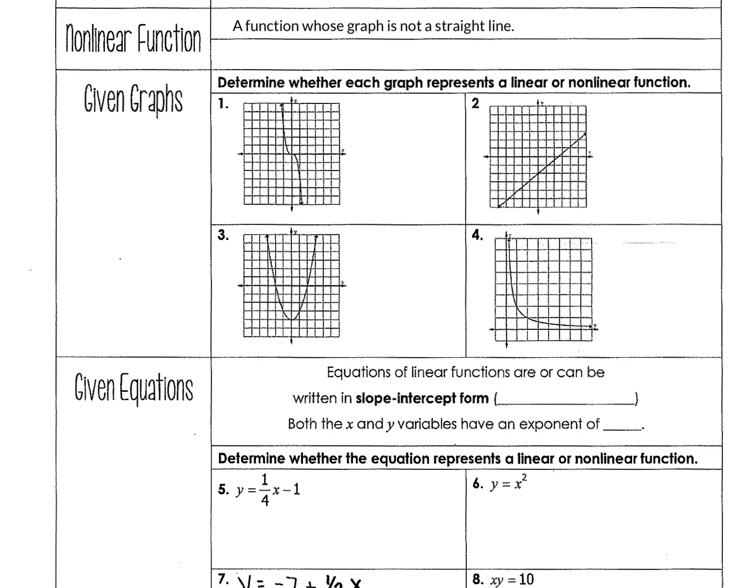For this one, I would say it is nonlinear. I'm just going to write non. For number 2, that is a straight line, so that would be linear. For number 3, this is a U shape. This U shape is actually called a parabola, which we will talk about in a few other sections. But this parabola is a U, so it is not linear.